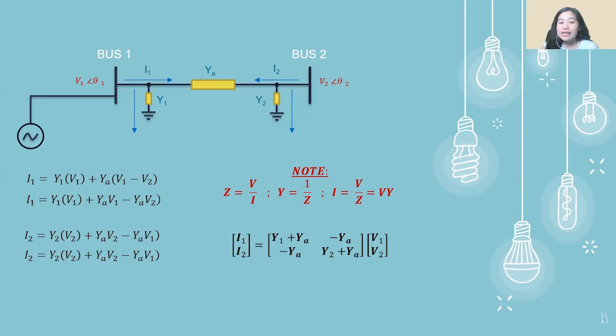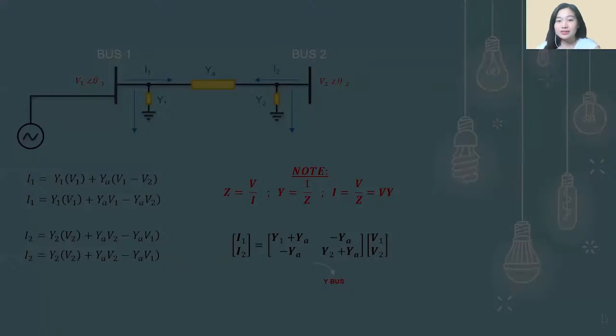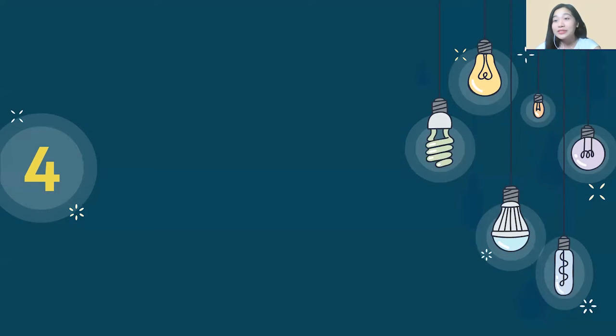So same goes dun sa ating Y21. Our Y21 is just equal to the value of our Y12. And now our Y22 is Y2 plus YA. Why is that so? This is V2 and this is V2, so that's Y2 plus YA. Okay, moving forward now, I believe we are almost there.